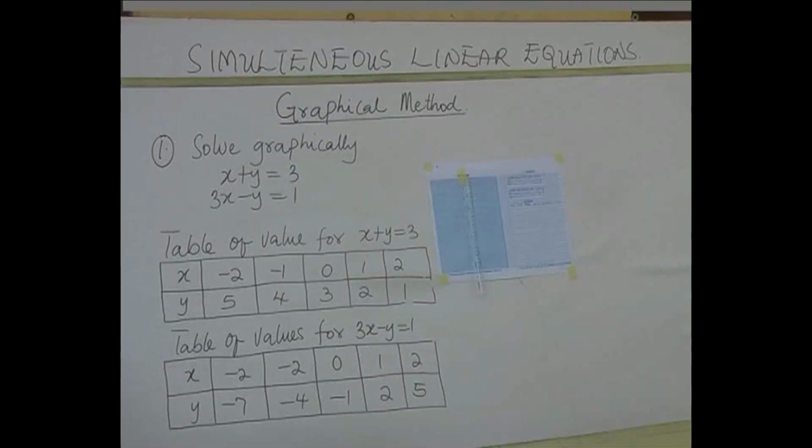As you can see on the whiteboard now, at the left hand side you will see the equation that we are solving that said solve graphically. x plus y is equal to 3. 3x minus y is equal to 1. You can see the two tables of values that we constructed. The first one, the one on top, says table of values for x plus y is equal to 3. That is the first equation. The second one says table of values for 3x minus y is equal to 1. That is the table of values for the second equation.